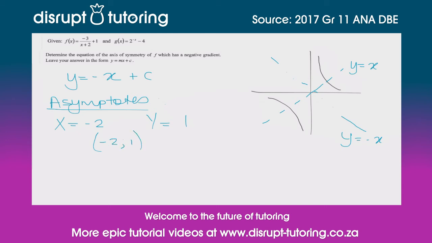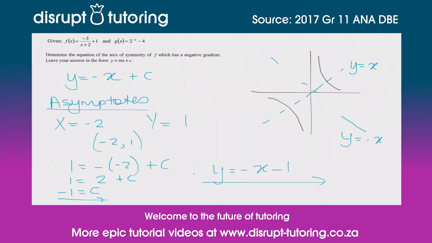Now we can subs that point into y equals minus x plus c. So that's going to be 1 equals minus x, the x I need to replace with a minus 2, plus c. That is going to give me 1 equals 2 plus c. And that is going to give me negative 1 equals c. So that means my axis of symmetry in this case is going to be y is equal to minus x minus 1. And that will give us the axis of symmetry for this particular question.